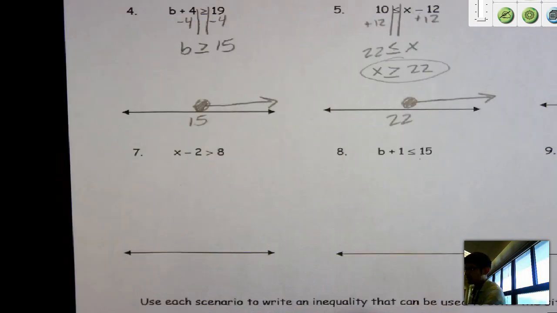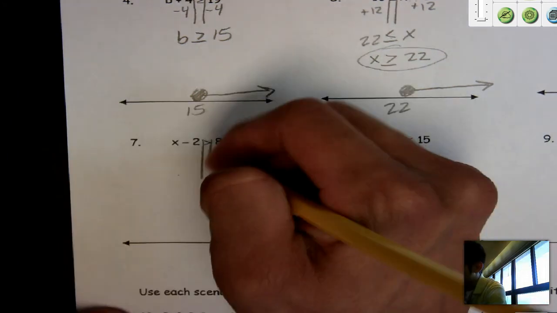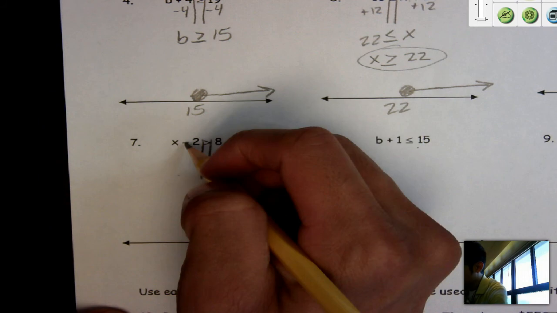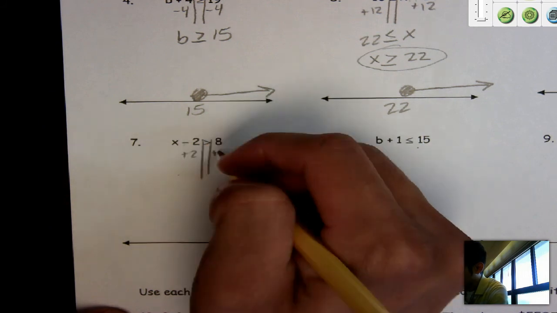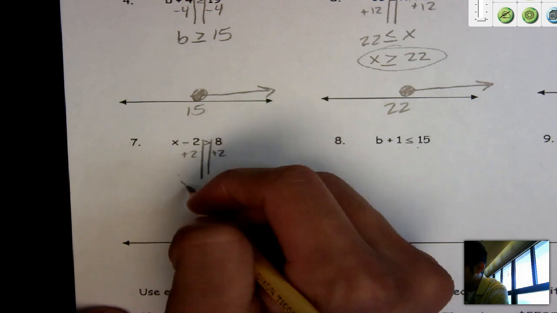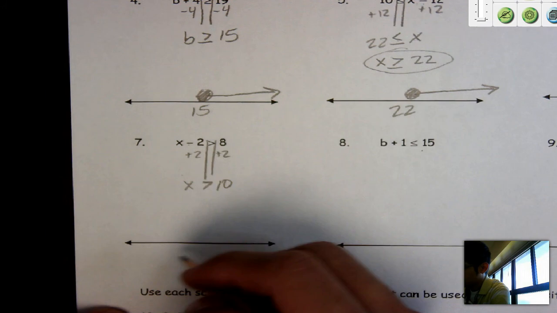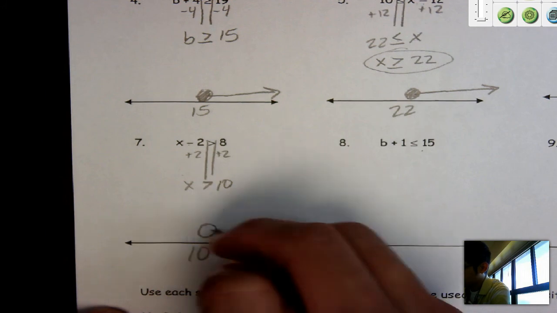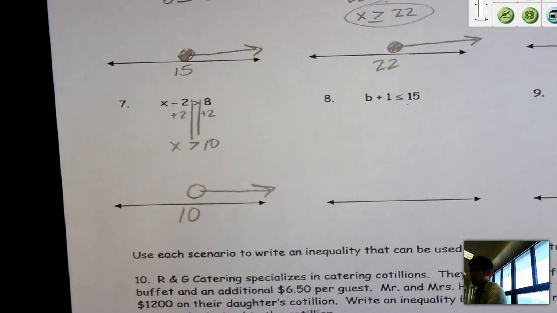All right, number 7. It says x minus 2 is greater than 8. Let's draw my lines down. This is going to be the opposite of minus 2, which is plus 2. So then I have x is greater than 8 plus 2 is 10. So I'm going to graph it like this. You see that?